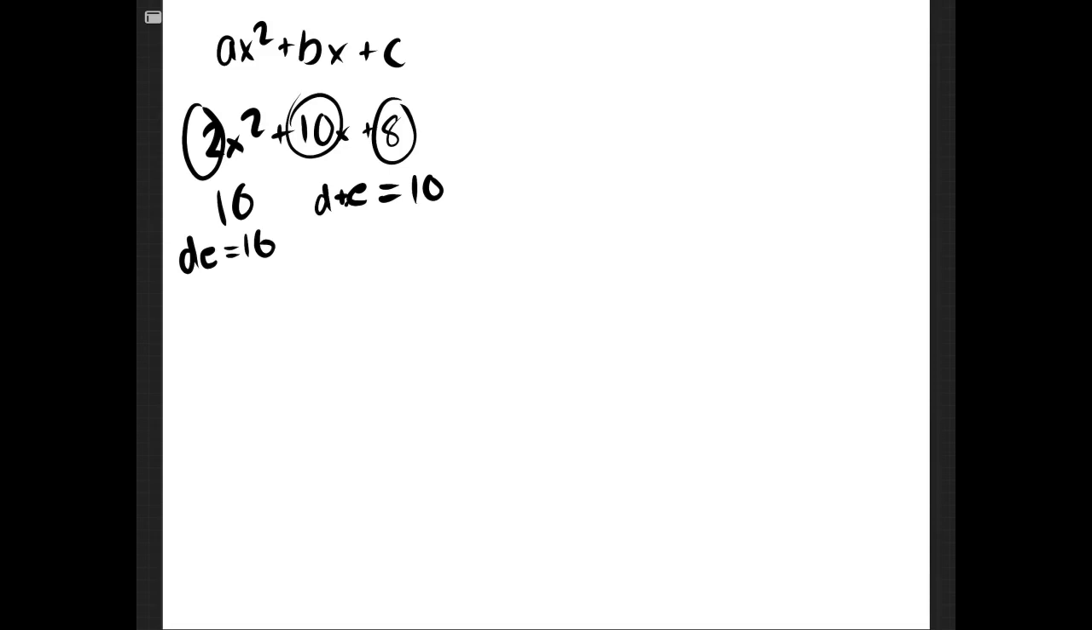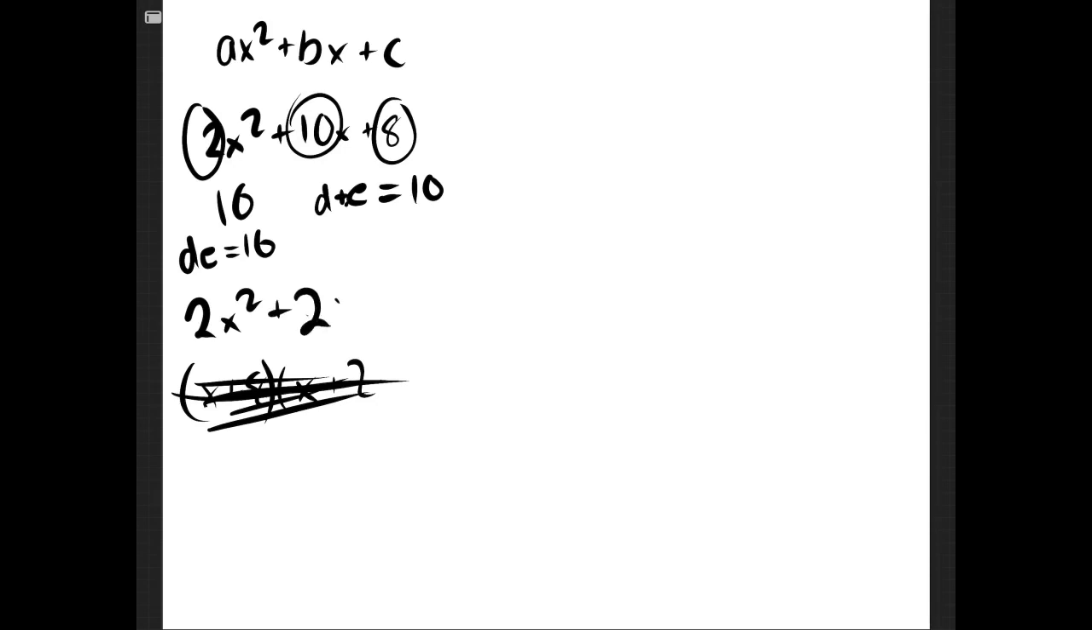So with 8 and 2, for this one we actually have to use grouping. We can't just do x plus 8 times x plus 2. That doesn't work. That's wrong for this situation. What we have to do is actually split this up into 8 and 2: 2x squared plus 2x plus 8x plus 8. And then we have to group these like we did in 8.5.